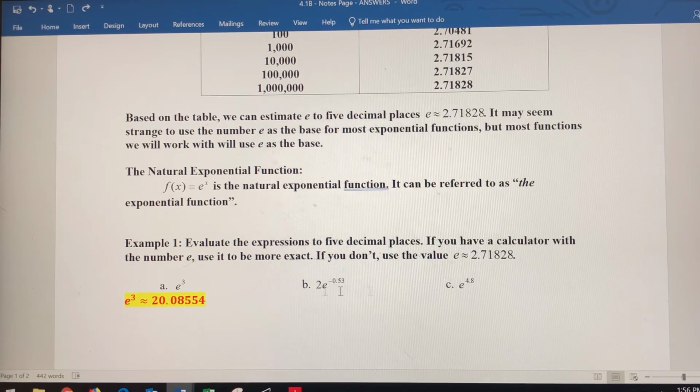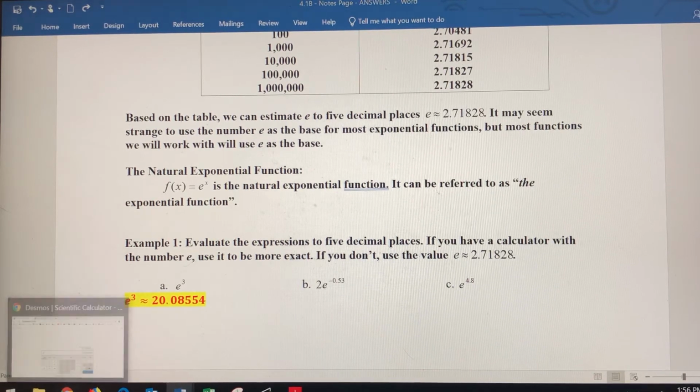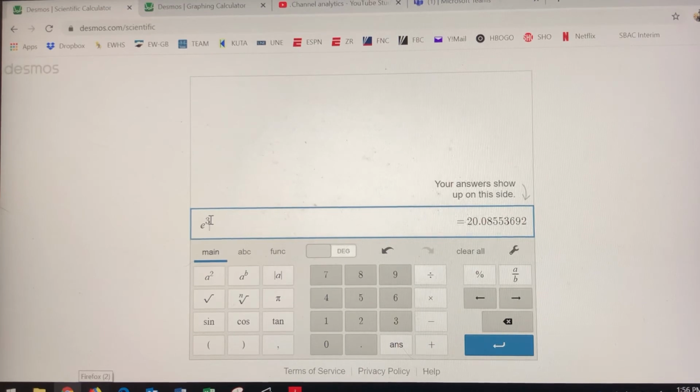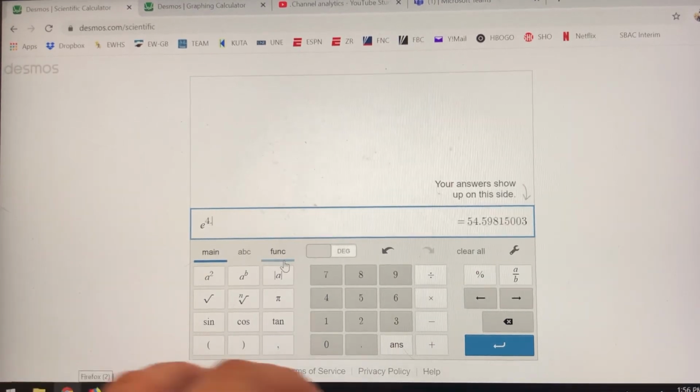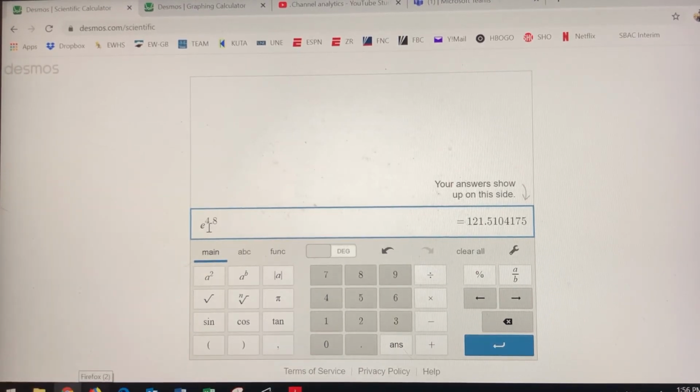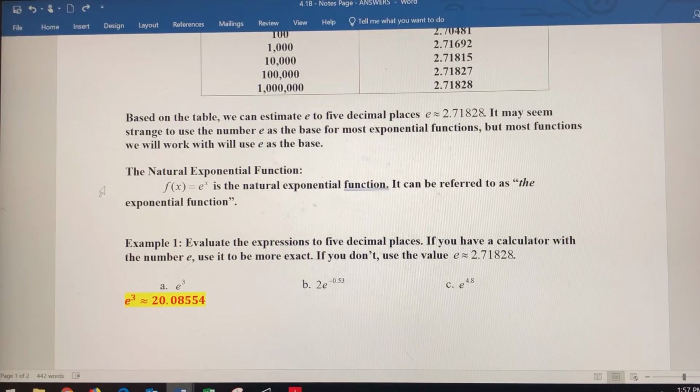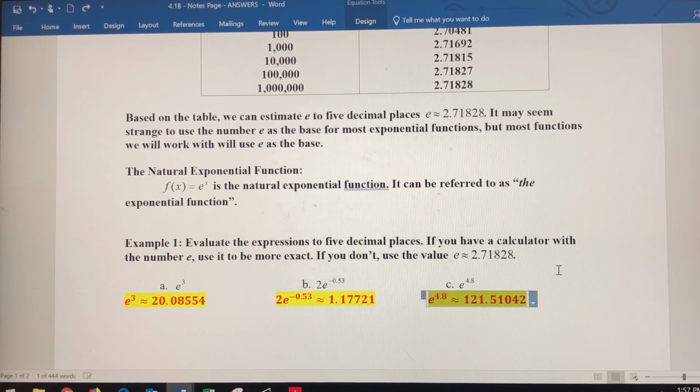I'm going to skip over B for a second and go on to C because it looks the most like A. So let's plug in 4.8 here. So we do e to the 4.8. Again, you need to think about this: it's a little bit less than 5. 3 to the 5th power would be a relatively large number, but e to the 4.8 would be about 121.51. And you can see here, we get that 121.51 number.